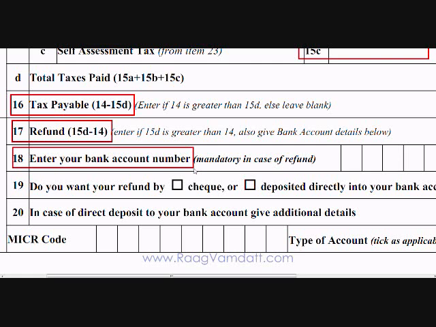I would suggest direct deposit in the bank account, as that is much faster. If you choose direct deposit, you need to provide the MICR code of your bank branch. You can find this 9-digit code on any of your check leaves. Also indicate the type of bank account that you have. It would be savings or current.